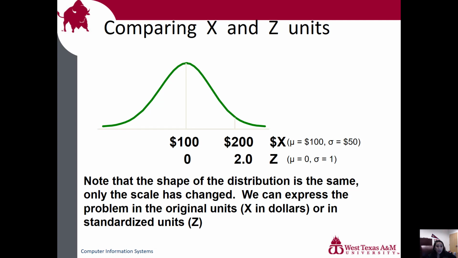So when we are transforming x into z or z into x even, it is important to note that the distribution, or the shape of the distribution, doesn't change at all. All we're doing is just scaling it to a different unit. So here we have the original units, $100 for the mean, and then when we transform it into a z distribution, we have a mean of 0.